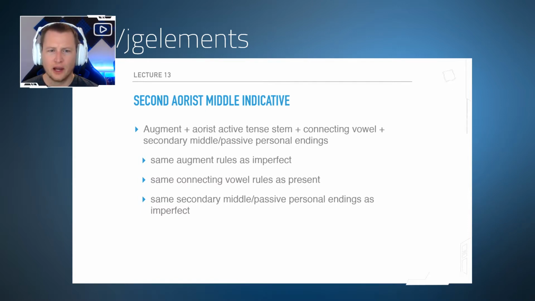So now we've got the middle. Second aorist middle indicative. It's the same augment rules. So we add an augment to the beginning. Then we have the aorist active tense stem. That's how we know we're dealing with a second aorist, right? Because it looks like the verbal root, not like the present tense. Then we have a connecting vowel, and then we have the secondary middle passive personal endings. The connecting vowels, unchanged. Verbal root, unchanged. Same secondary middle passive personal endings as the imperfect. Again, nothing has changed here.